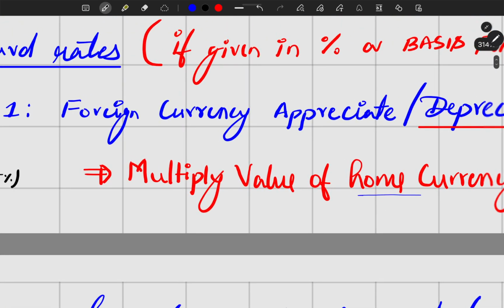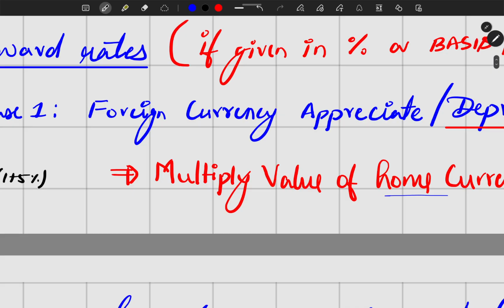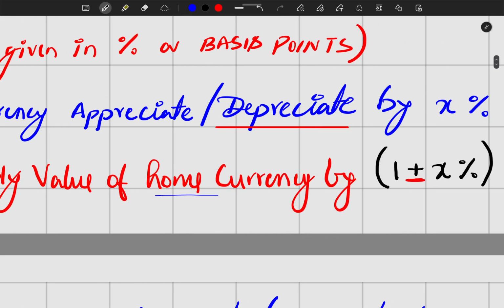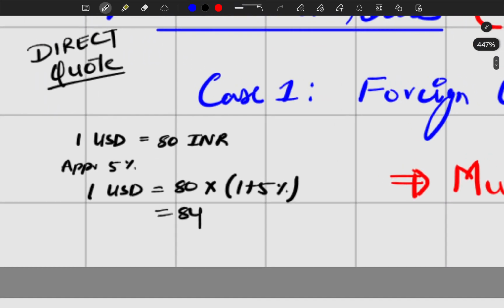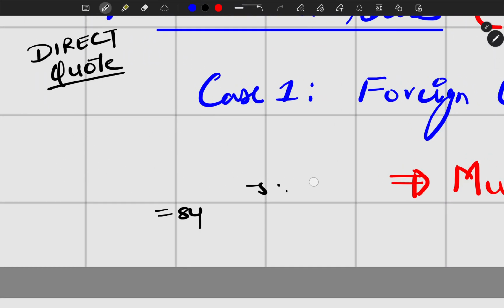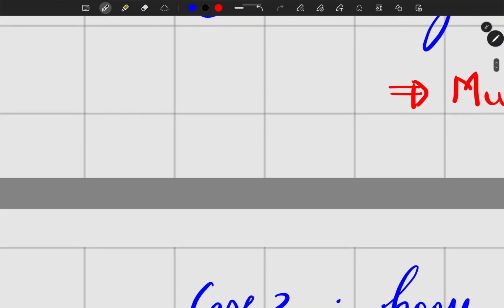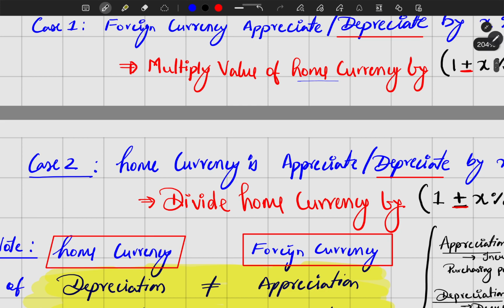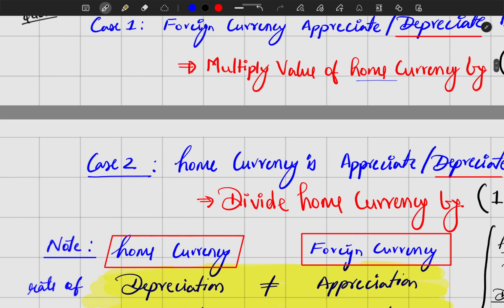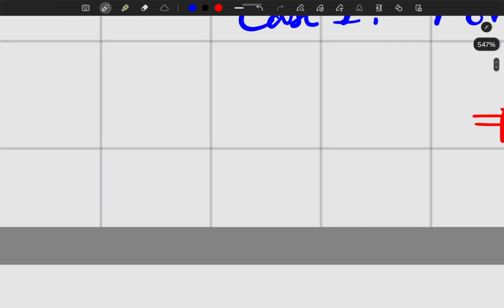If the foreign currency appreciates or depreciates, multiply the value of home currency by 1 plus X percentage. Okay, that is the idea. Now, if I do the opposite, let's read the opposite and then we'll come back to the same. If the home currency is appreciating or depreciating, you divide the home currency by 1 plus X percentage. So what you are doing is dividing. But what can we interpret it as? Dividing means you are multiplying the foreign currency by the same rate.